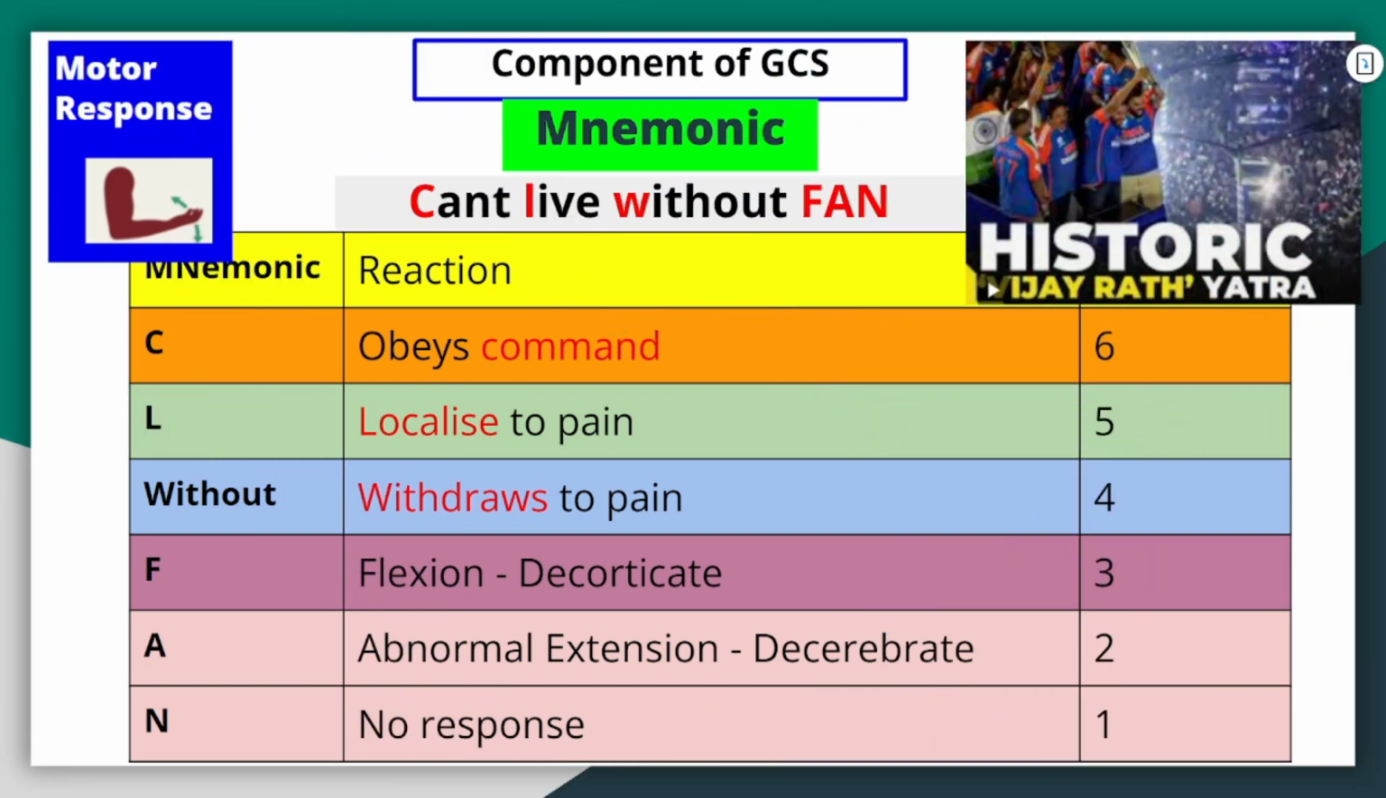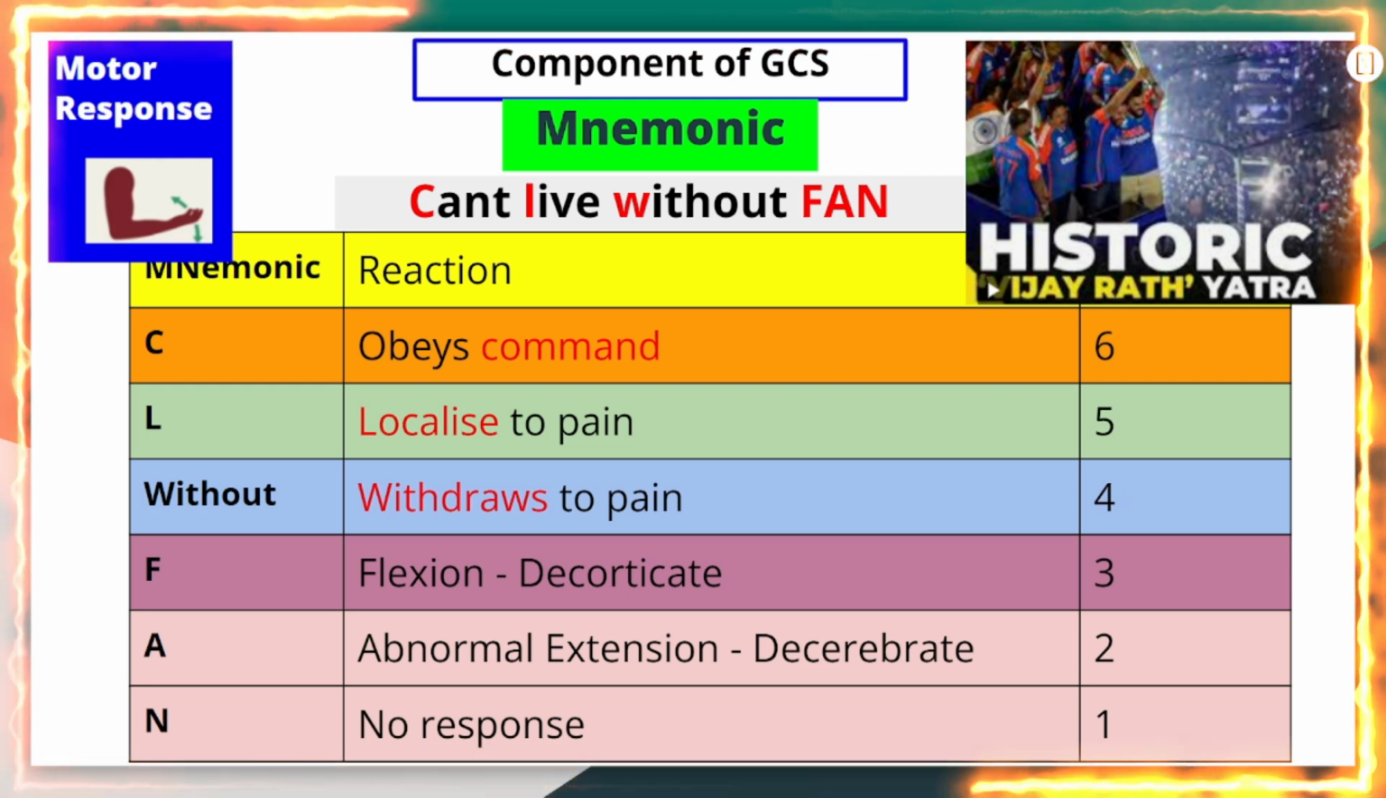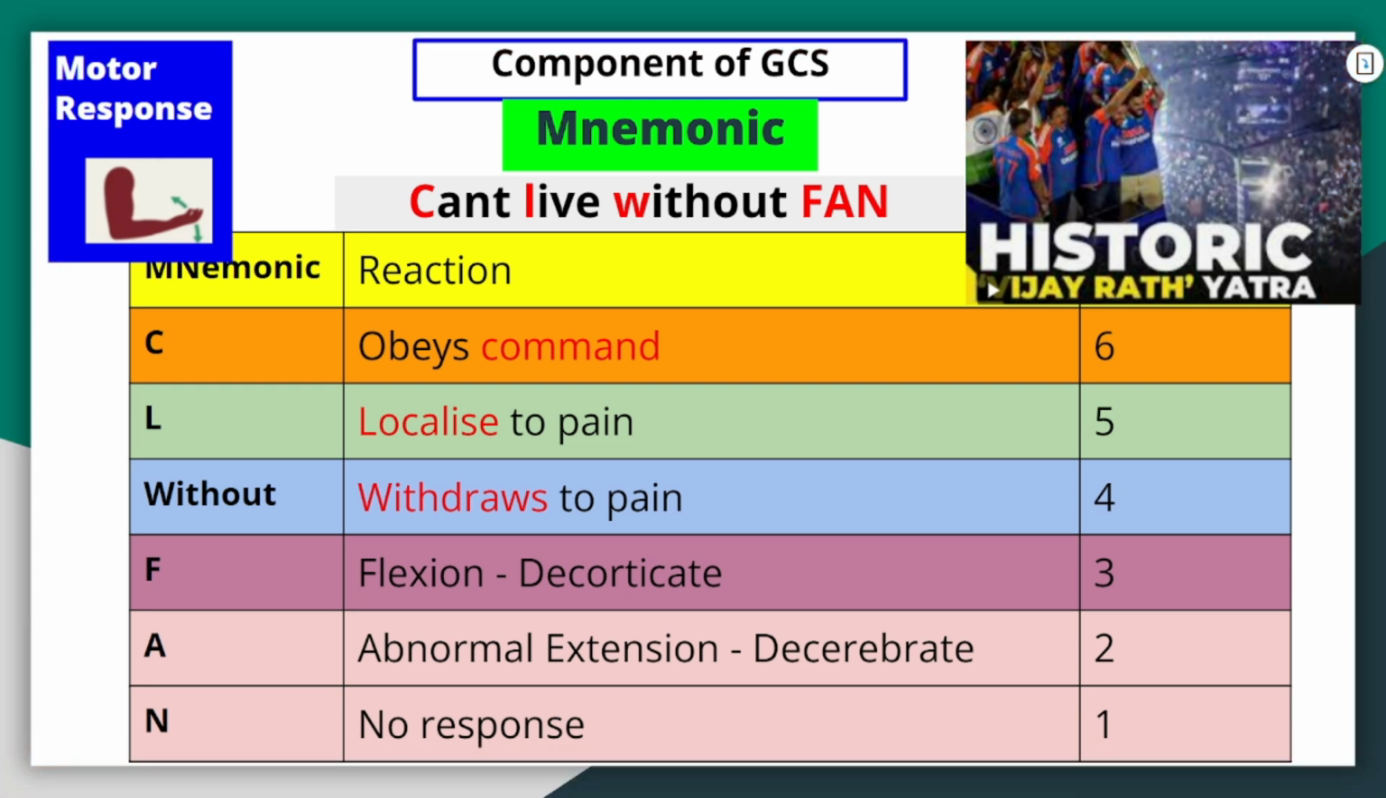For the motor component, the mnemonic is CAN'T LIVE WITHOUT FAN: C for obeys command, L for localizes to pain, W for withdraws to pain, F for flexion abnormal, E for abnormal extension and N for no response.